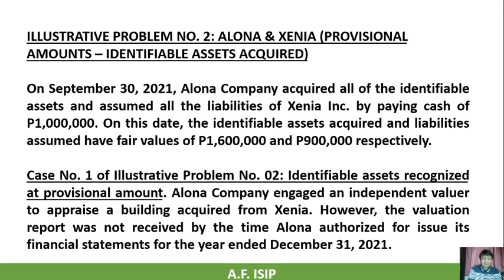What is the date of the business combination? September 30, 2021. 3 months before the year end. So Alona is compelled to release the audited financial statements because the needed audited financial statements are to be submitted to the Bureau of Internal Revenue, Securities and Exchange Commission, and other regulatory bodies.